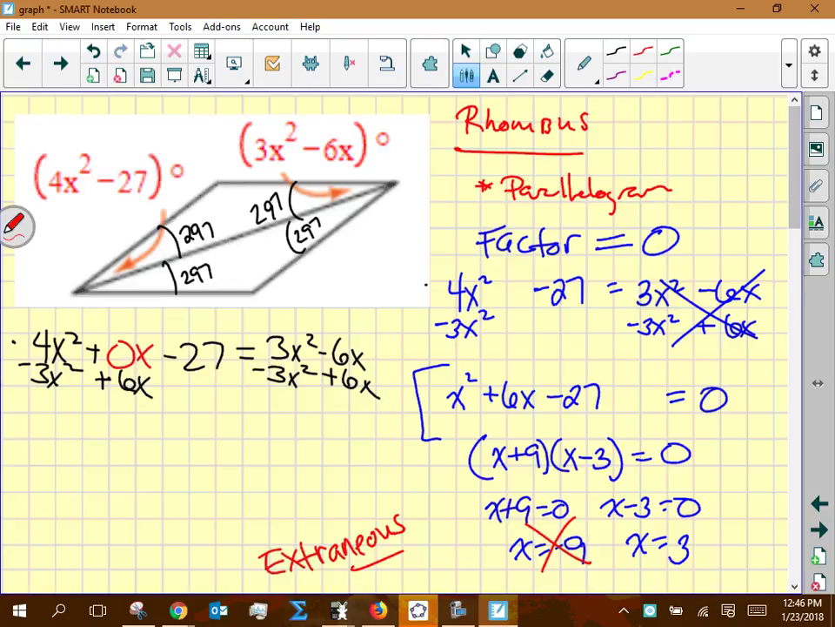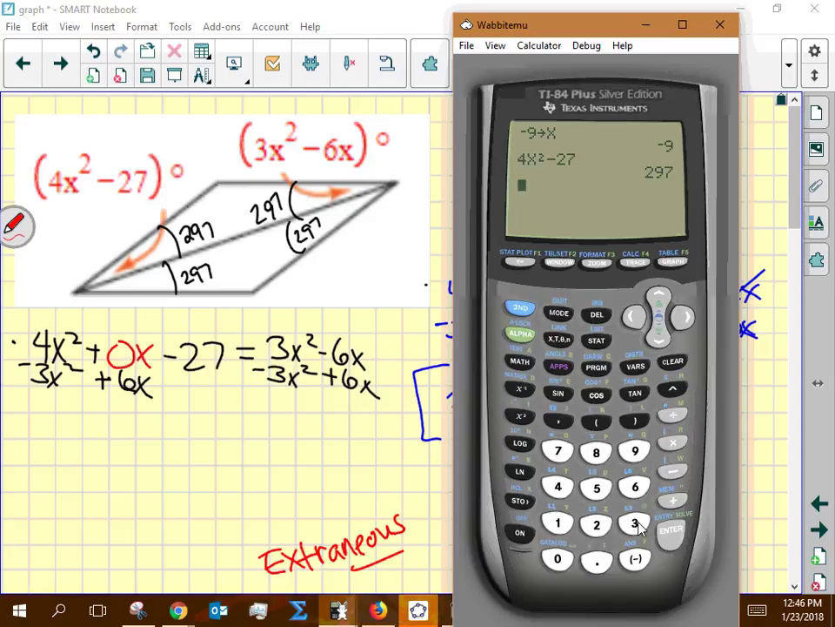Okay, I'm going to try 3 now. Plug 3 in. So I'm going to set 3 STO x, hit enter. And now I'll just type in 4x squared minus 27. I get 9. Is 9 an okay angle measurement? Yep. I'm going to do the same thing for, I should probably do it for 3x squared as well. So I do 3x squared minus 6x. Gives me 9 back again. Just want to make sure it gives me a positive number back.